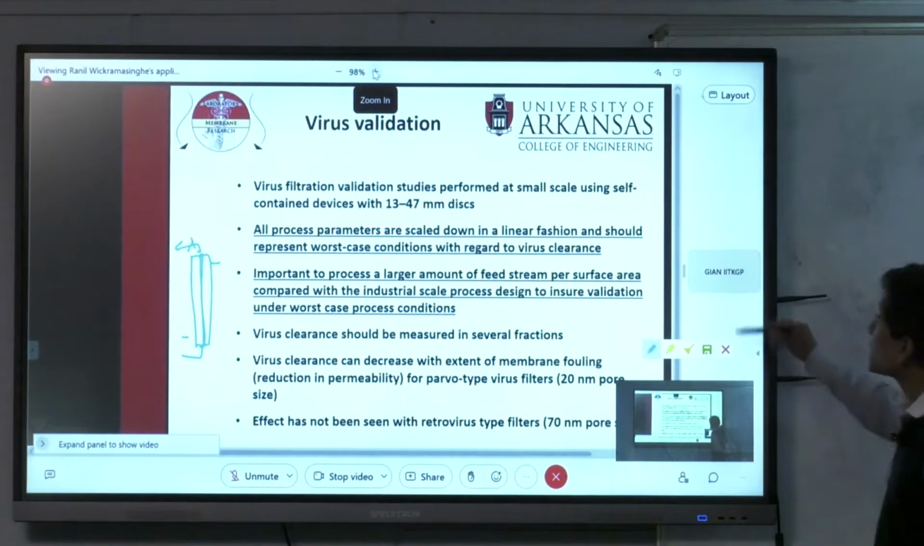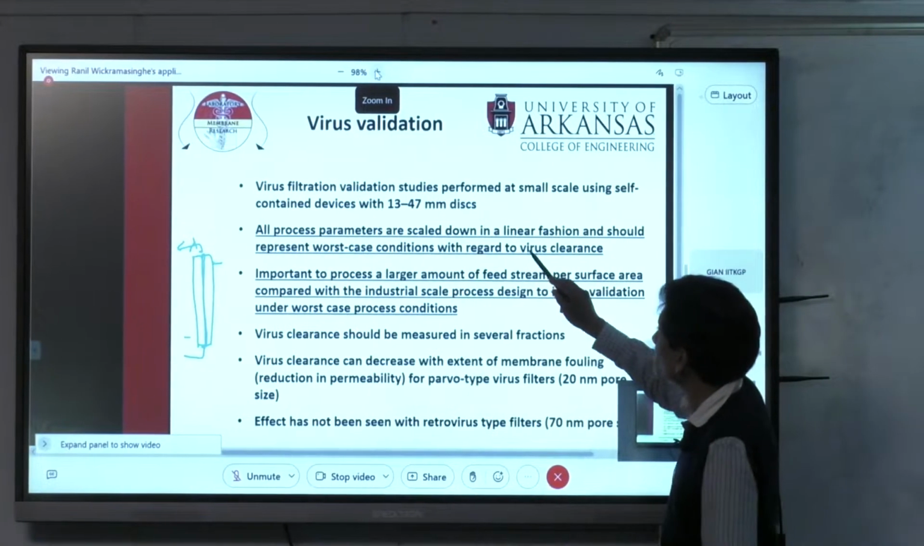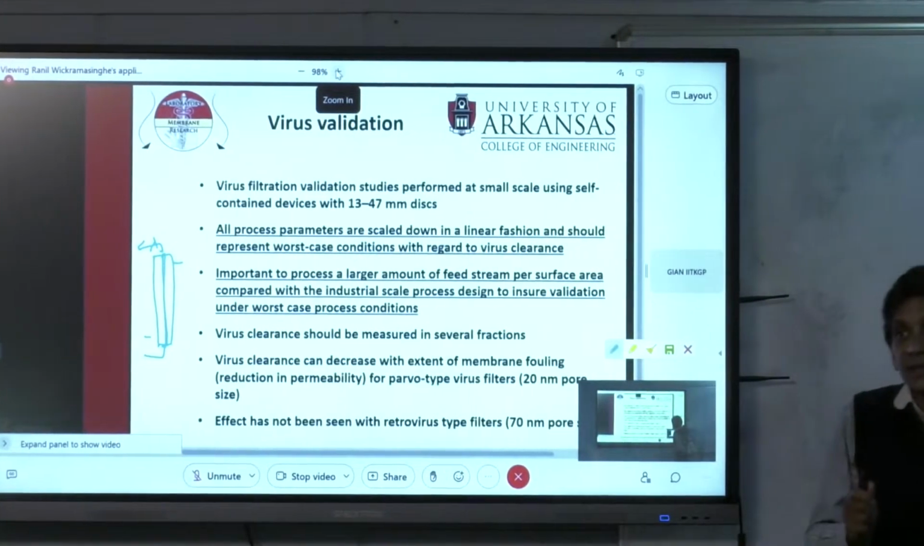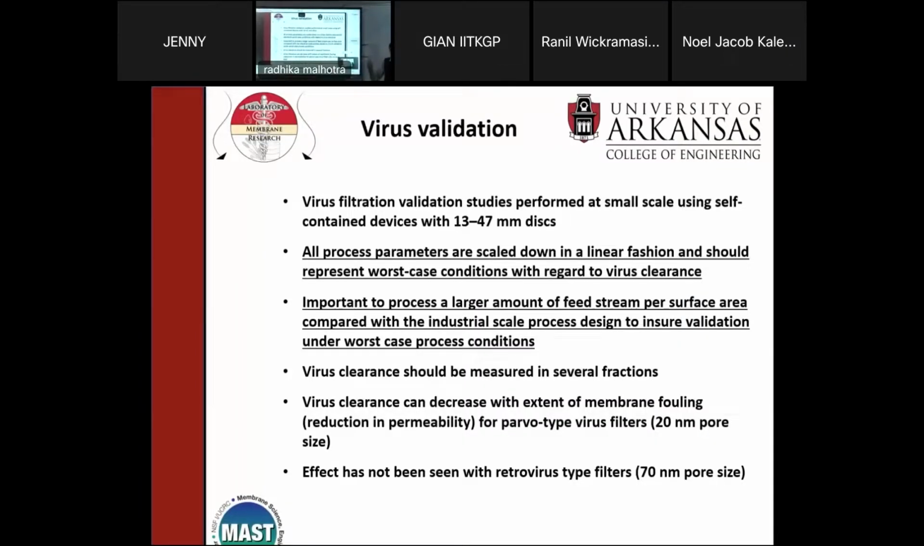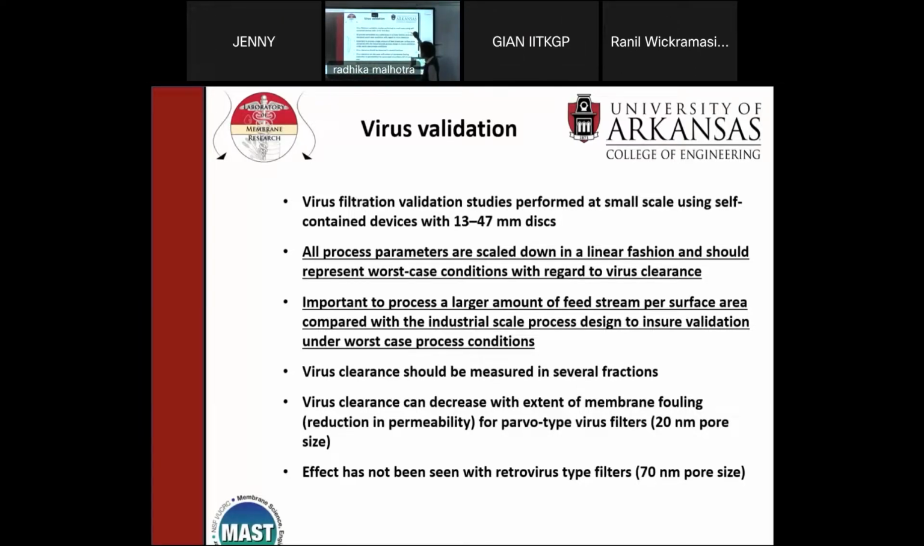All process parameters are scaled down in a linear fashion and should represent worst-case conditions with regard to virus clearance. So linear scaling is important. You assume that everything scales linearly. If it's not linear, it becomes very complicated. The worst-case scenario simply means 2 things. You're using parvovirus, like MVM, whose particles are approximately 20 nanometers, 18 to 22 nanometers. You use the smallest model virus, because the thought is if you clear that virus, anything else will be cleared to a higher level, right? That's the idea. Today we use this parvovirus and it still remains the best model.